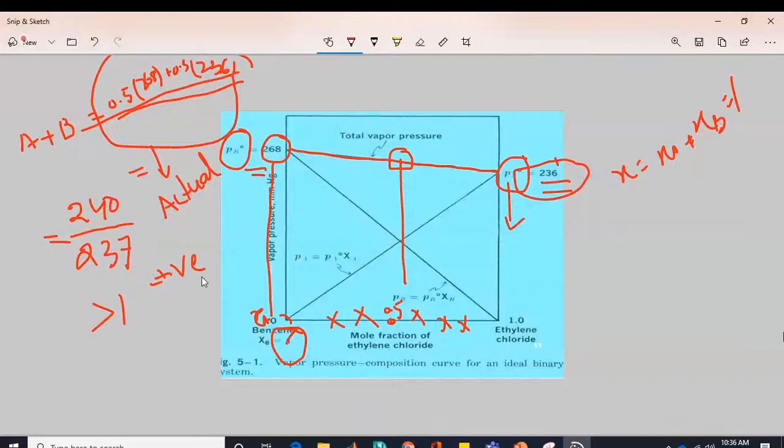So you can say you have the basic system for this. When a hot liquid mixture is allowed, yes, sir, can I have a question?